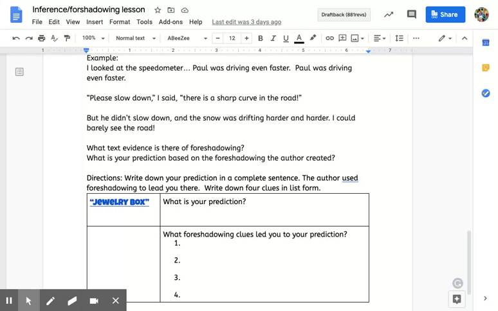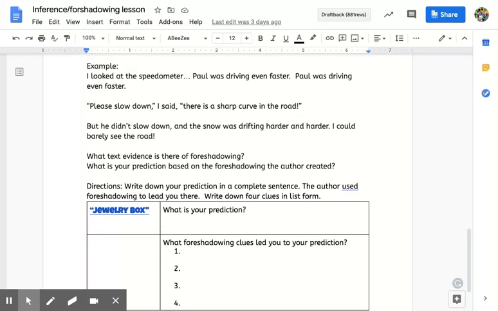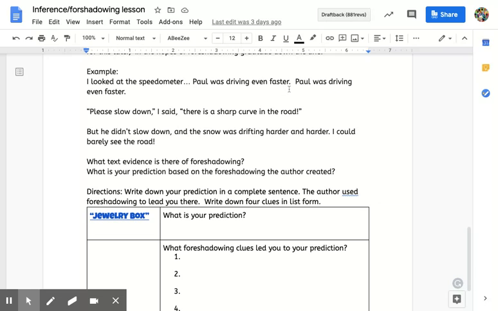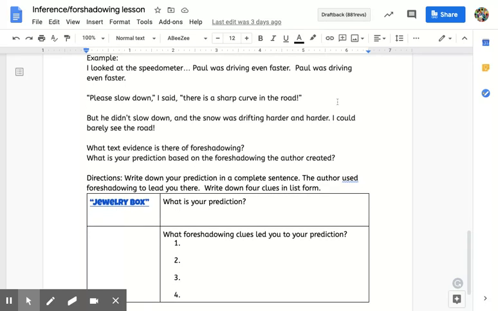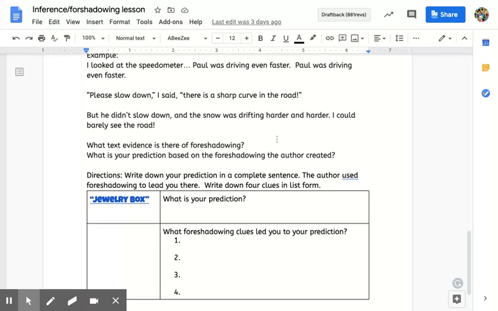In this passage, the text evidence would be Paul was driving even faster, and that repeats. The person says, please slow down. There's a sharp curve, with an exclamation point. The snow is drifting harder and harder. I could barely see the road. All of these are clues that I can predict there is going to be an accident, based on the foreshadowing that the author created.